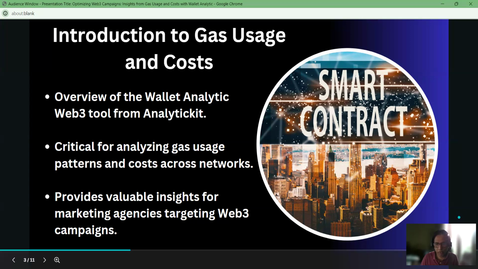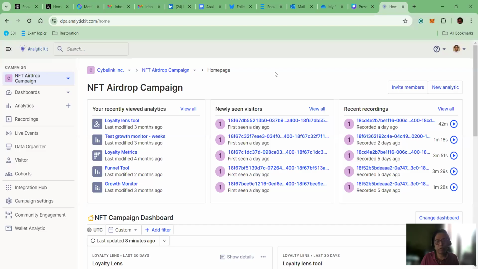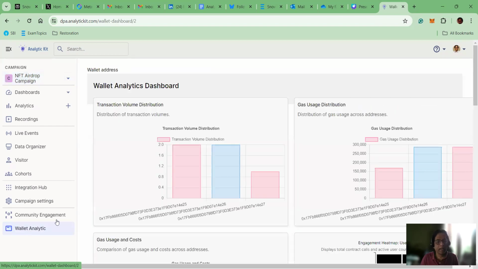Let me show the tool. This is basically what you will see when you log into the Analytic SaaS platform. The very first page is this page, where you will see various information. In that, you can go to the wallet analytic tool. Again, I have explained in my previous videos what exactly wallet analytic is.